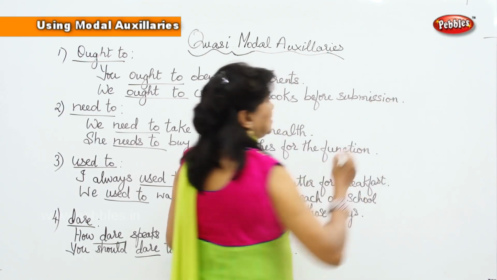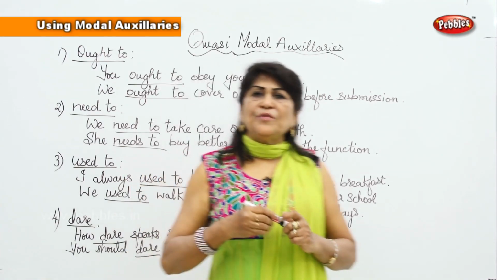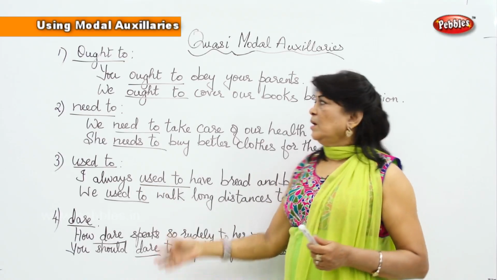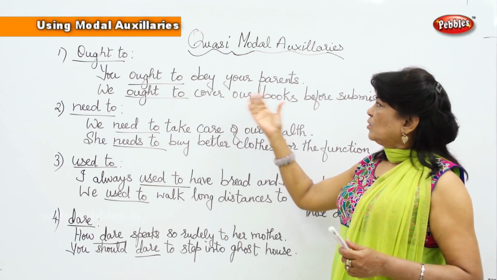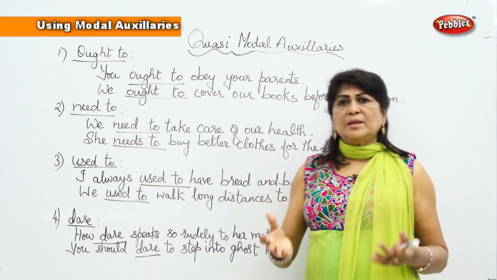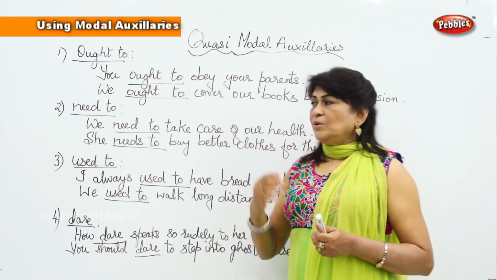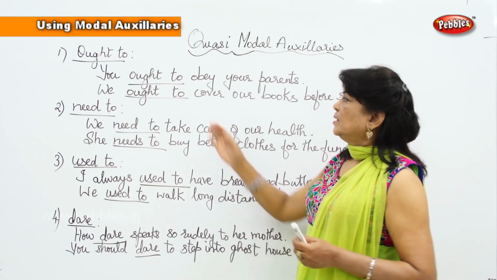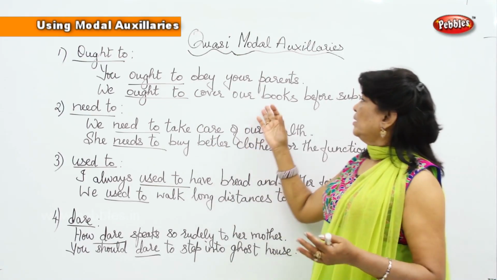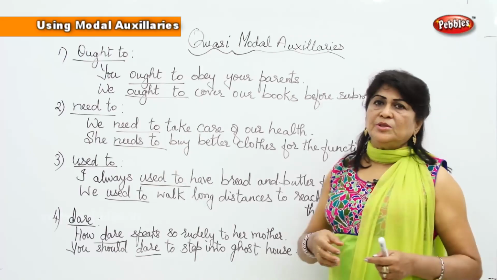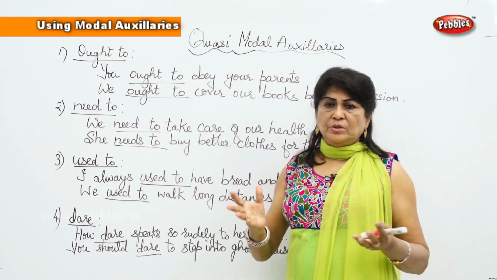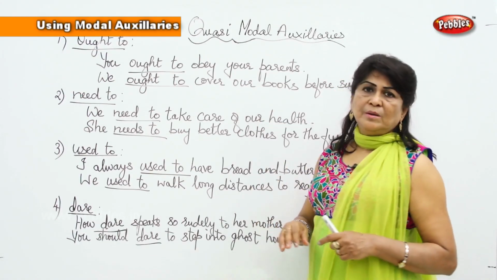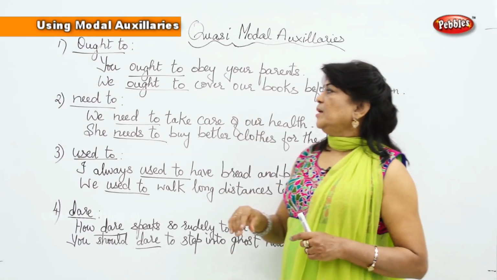So, these sentences, in the due course of your conversation, you can use these words. So, ought to: you ought to obey your parents. When you tell some smaller children, you can use these words. You always ought to obey your parents. We ought to cover our books before submission. So, this means should. You should obey, you should cover your books. So, that is what it means.